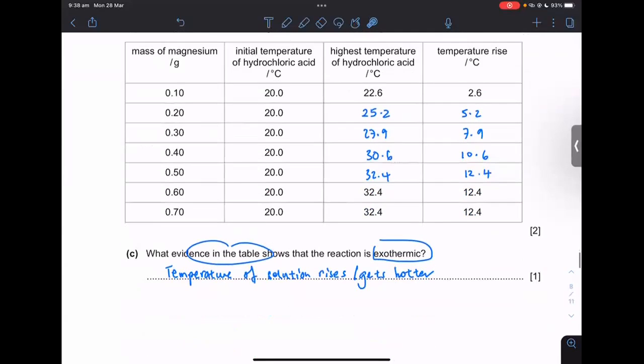Exothermic reaction because the temperature of the solution gets hotter. You see, from 20.0 to 22.6, and all of these started from 20.0. All of them get hotter. When the solution gets hotter, it's because the reaction gives out heat energy. That's why we see the temperature getting hotter. Some people say reaction gives out energy, but do you see that in the table? You do not see energy in the table. What you see is temperature. So make sure you talk about temperature increases because the reaction is exothermic.